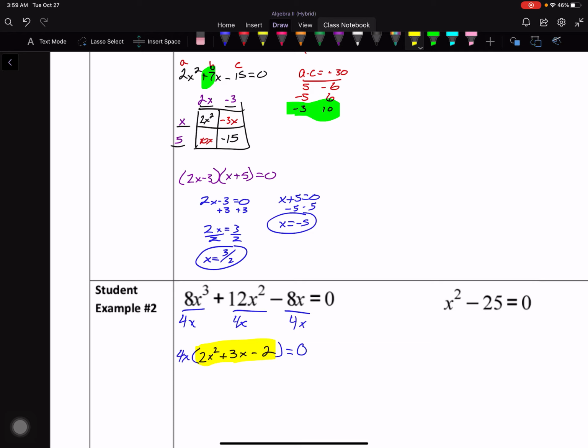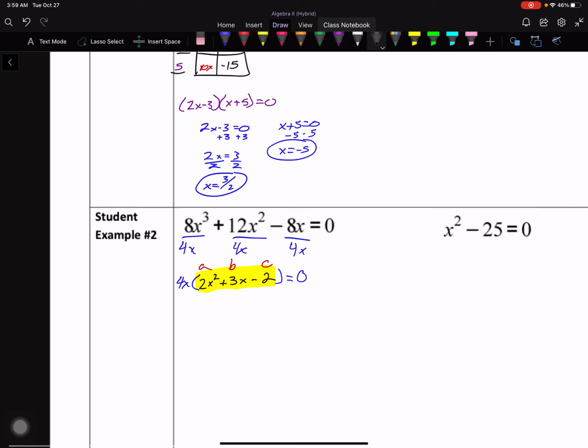So let's take a look here. We'll just ignore the GCF for a second. Let's take a look now. We have A, B, and C. A is not 1, so we'll have to use a box. There's my first term in the first box. My last term in the last box. And we'll take A times C. This one won't be too bad. A times C is -4.